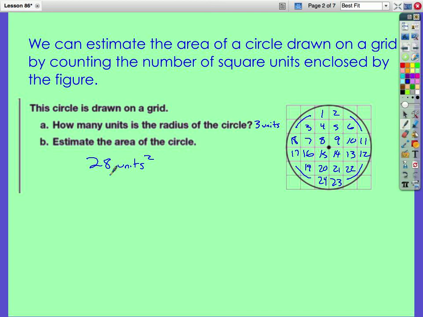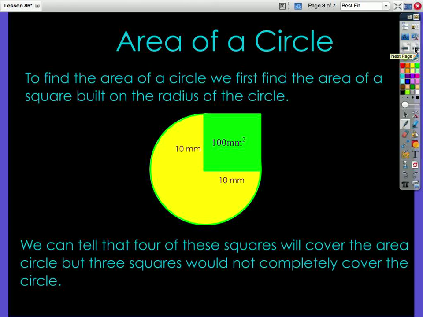So if it's on a grid, I can just count how many squares are inside that circle, and kind of estimate. Now, to actually find the area of a circle, we first find the area of a square built on the radius of the circle. You see we have a circle, so if this line went like this, we have the radius, and we make a square out of that, and we find that the area of that square is 100 millimeters squared.